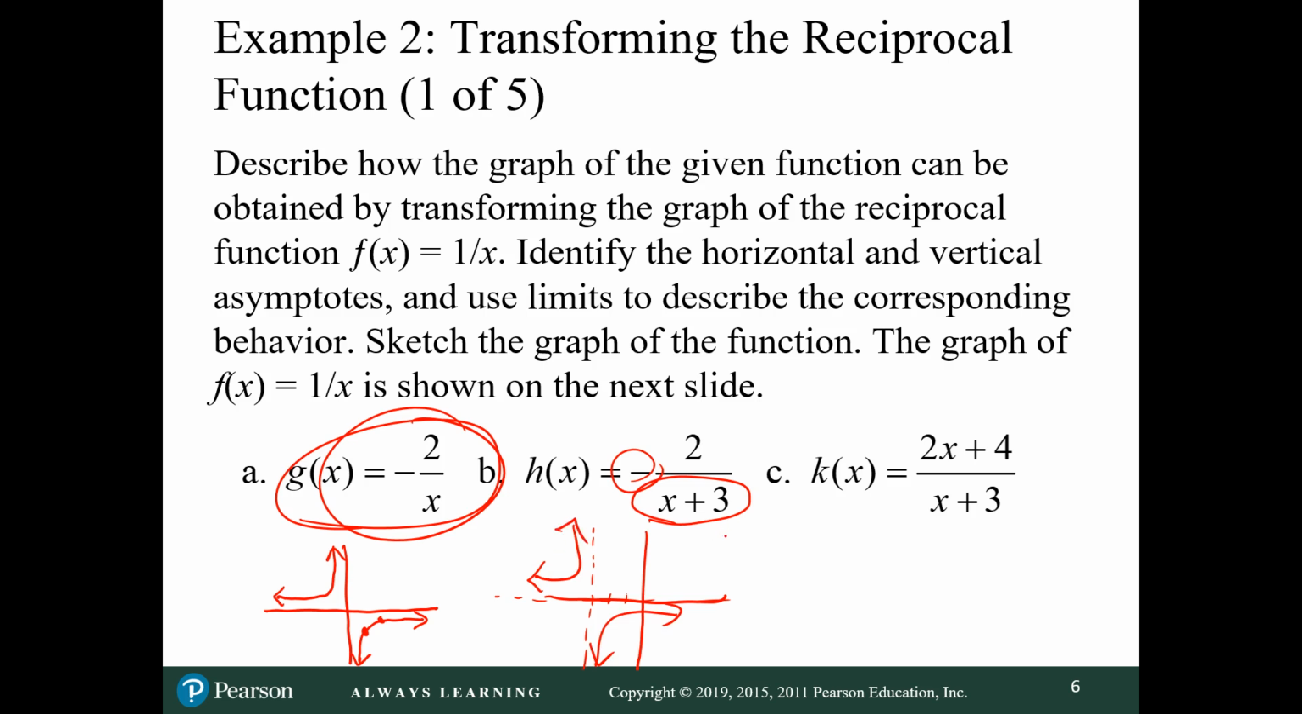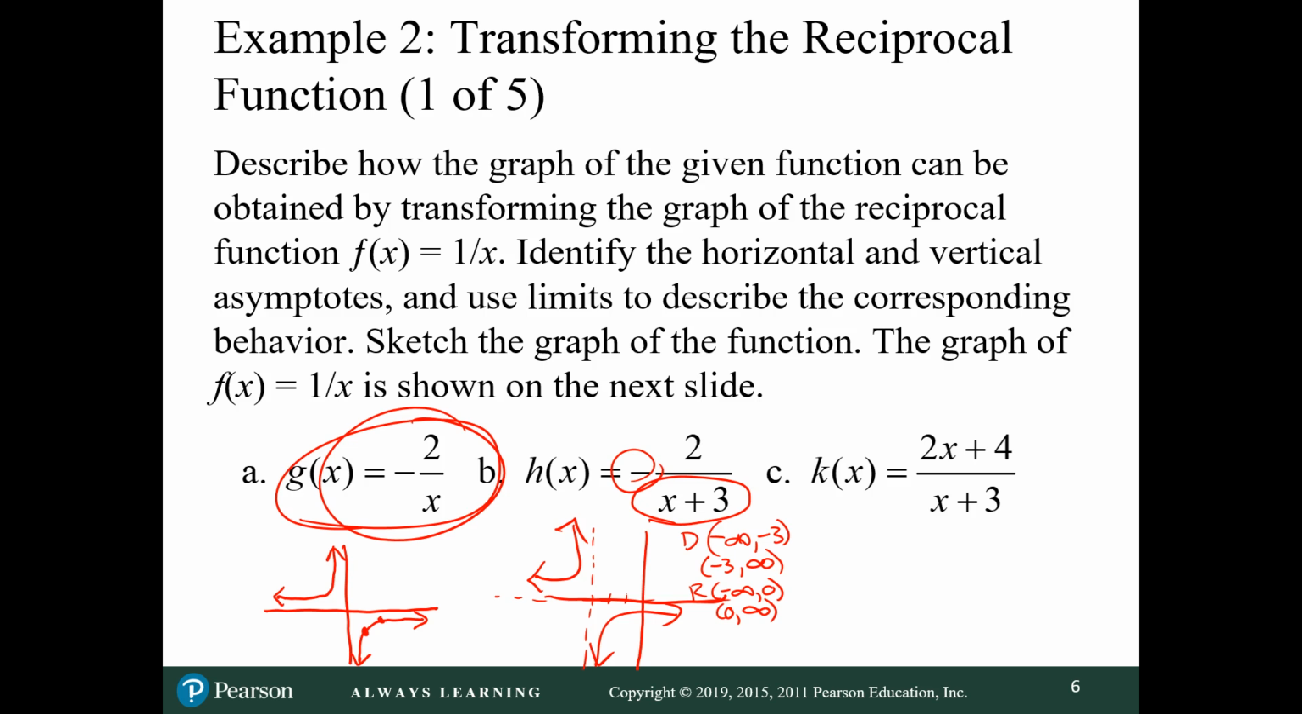Okay? So for this one, our domain is negative infinity to negative 3 and negative 3 to infinity. Our range is negative infinity to 0 and 0 to infinity, because our range is the y values, so our horizontal asymptote is still at 0. We have a vertical asymptote at negative 3, horizontal asymptote at 0.